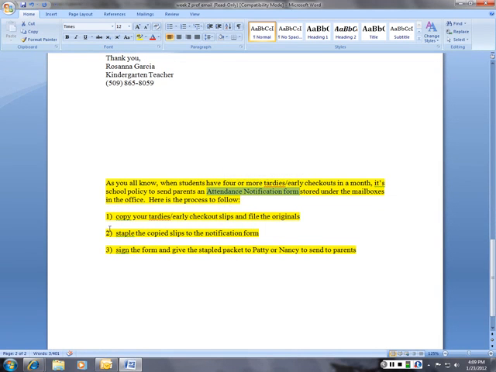Here is the process to follow. 1. Copy your tardies early checkout slips and file the originals. 2. Staple the copied slips to the notification form. And 3. Sign the form and give the stapled packet to Patty or Nancy to send to parents. Now, this could be actually 2 steps. Sign the form, and then number 4, give the stapled packet. But these are simple enough instructions that they can go together. Sort of like this one is. Copy your tardy slips and file the originals.